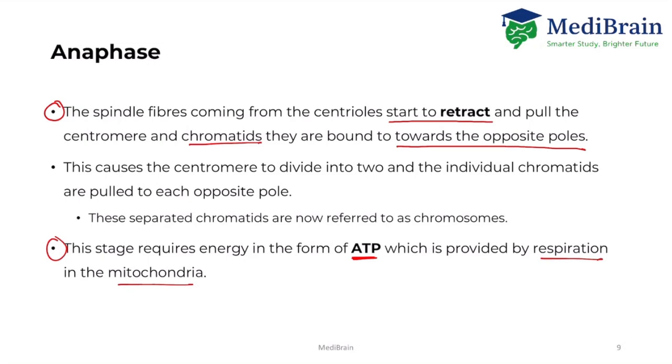What happens in anaphase, just to summarize, is that your centrioles release your spindle fibers, and they've attached already to the centromere, but they will start to retract. They will start to pull the individual chromatids to either end of the cell. And this process will require energy because obviously this is not a ready-made process. It gets this energy from ATP, which is provided in respiration from the mitochondria.